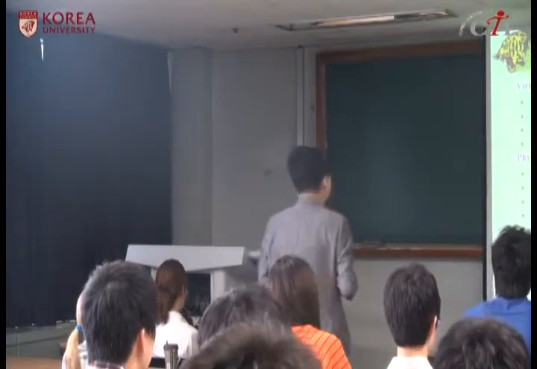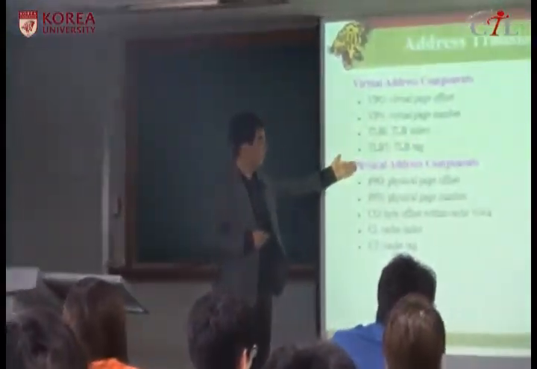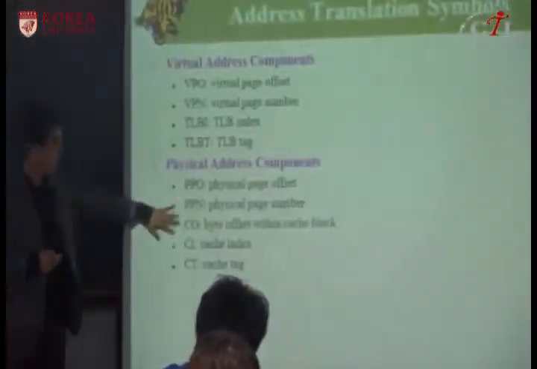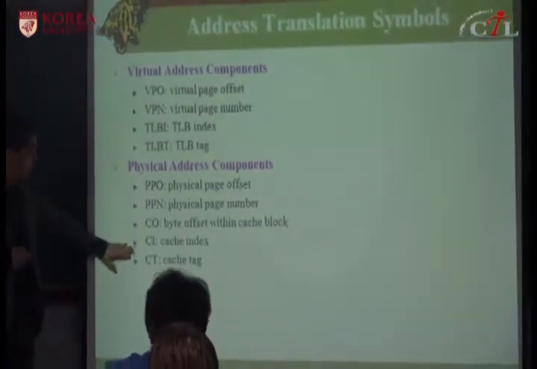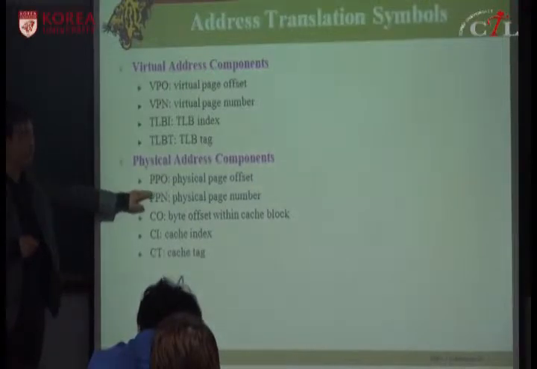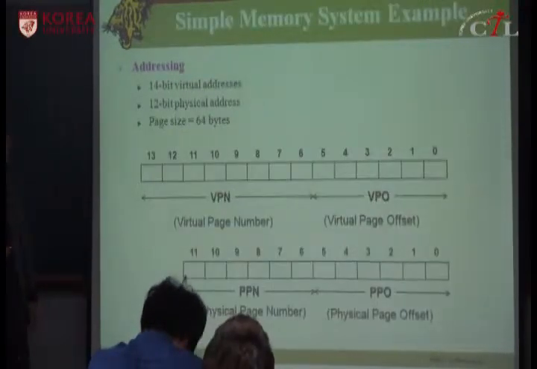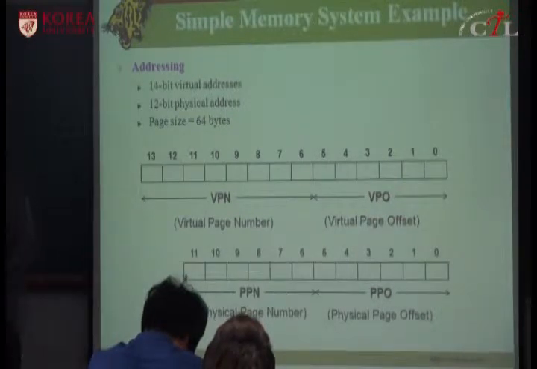Okay? After you do the translation, you generate physical address. From the physical address, you can divide physical address into tag, index, and offset, or physical page number and page offset. Okay? Let's look at the example. So assume some simple memory system.